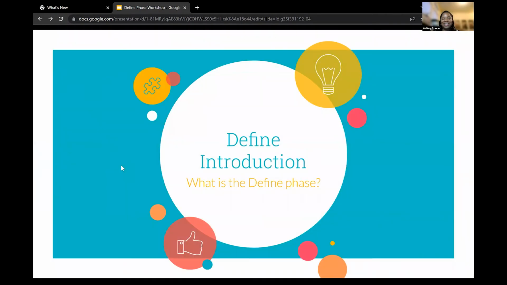Making sure you can still see. Now we're going into our introduction and what is the define phase.